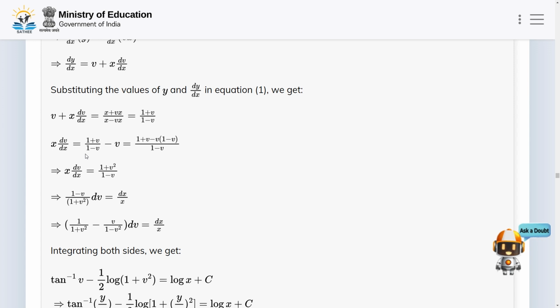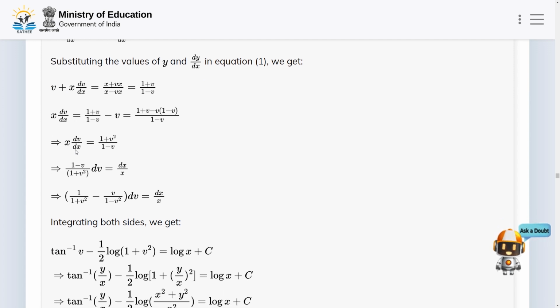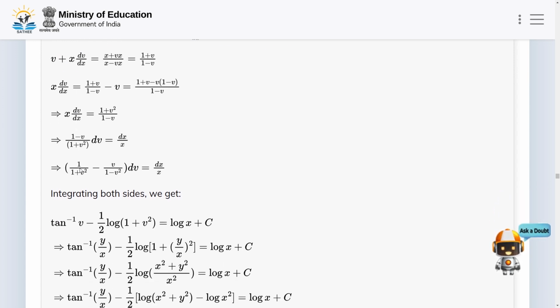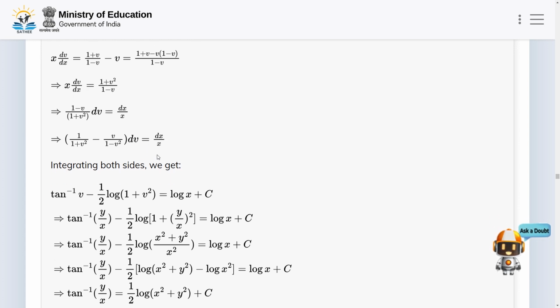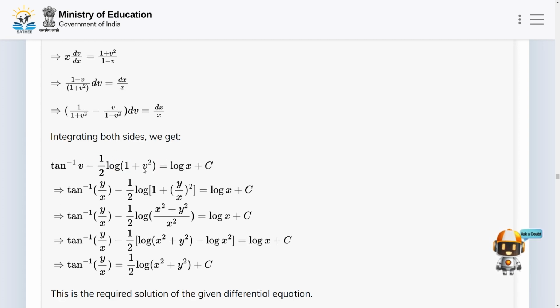Rearrange some terms. Cross multiplication. You will get 1 by v square plus 1 minus v by 1 minus v square dv is equal to dx by x. Integrate both sides. This will be directly tan inverse v. For the other term, substitute your denominator 1 minus v square as t. You will get the final answer for this as half of log 1 plus v square.